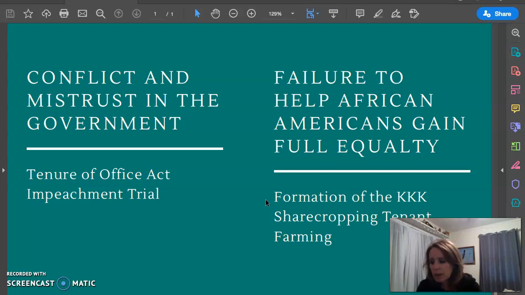And so the Ku Klux Klan becomes a very serious threat to the freedom of African Americans during this time. And many African Americans will get caught in an economic system that is very close to slavery, called sharecropping and tenant farming. And we're going to learn a little bit more about how close that is to slavery later when we look at a sharecropping contract.